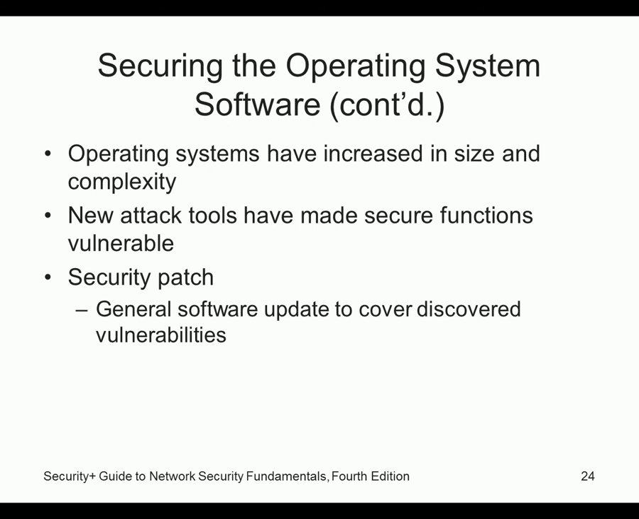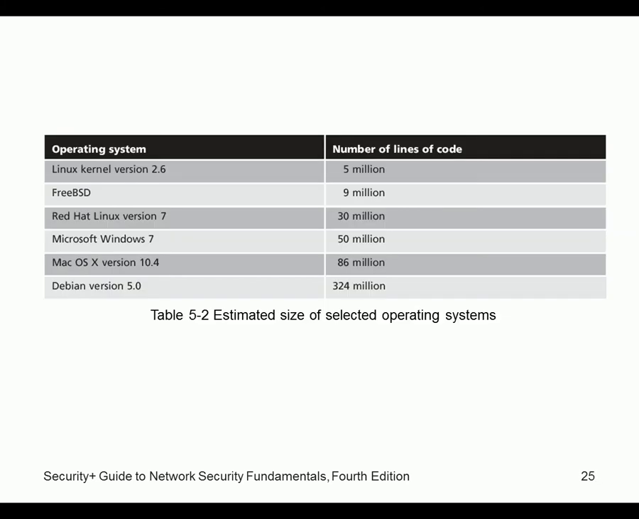So, security patches are fixes for vulnerabilities. Okay. Here's a number of lines of code. Look at these numbers. Windows is 50 million lines of code. But look at Debian, 324 million lines of code. That's a lot of code. And you wonder why we have a few errors in them. Actually, Debian's one of the more secure OSs, so it's really pretty good. It's got, what, 6 times more than Windows?